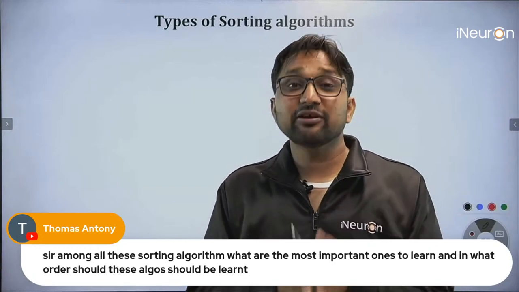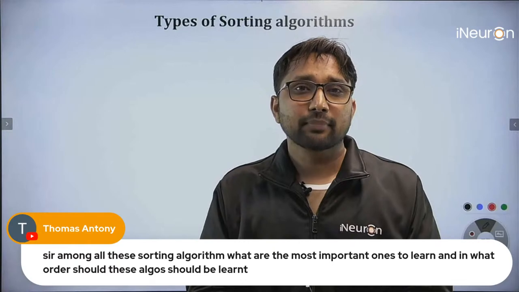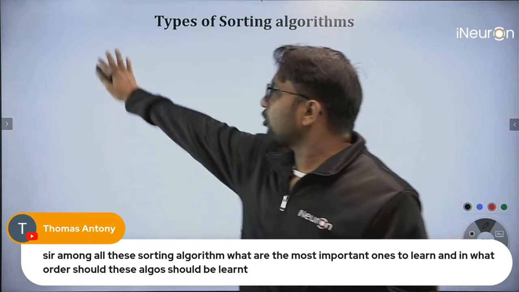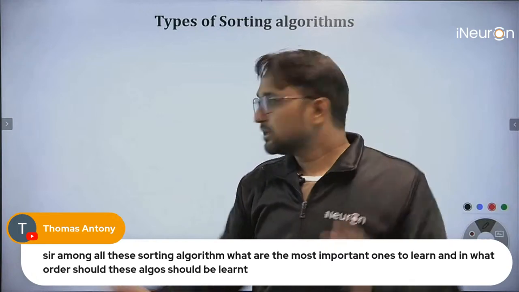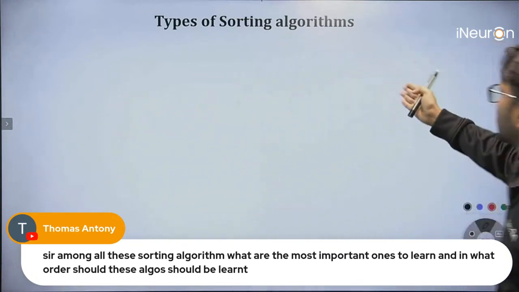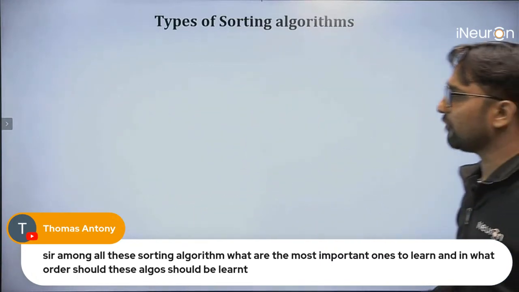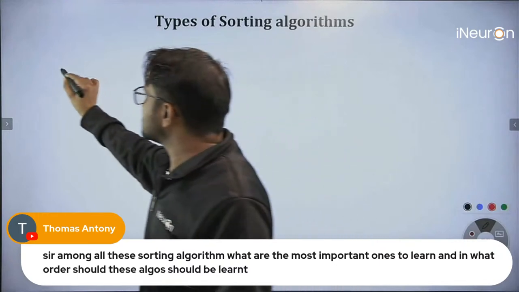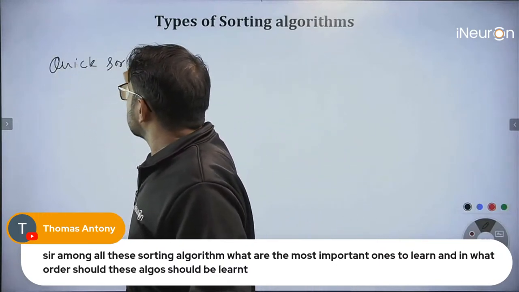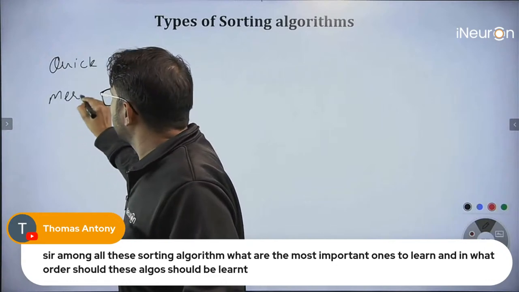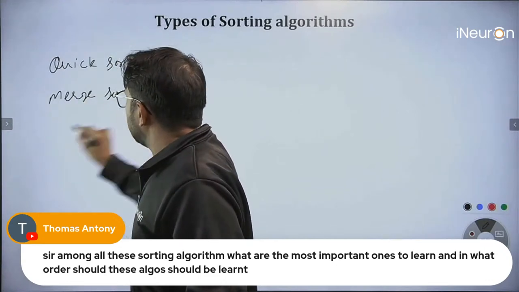So Thomas is asking which sorting algorithms are the most important ones. Although I have already trimmed the number of sorting algorithms, only 6 are here and 3 are here. But still, if you want to trim, then you can say: quick sort, merge sort, heap sort.